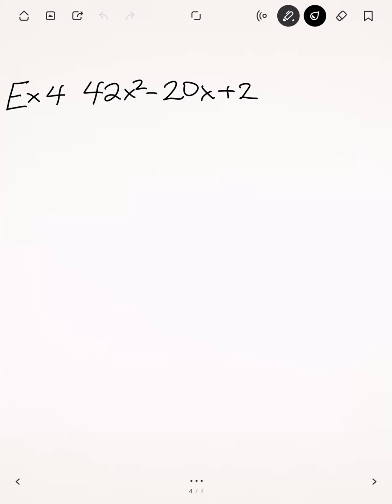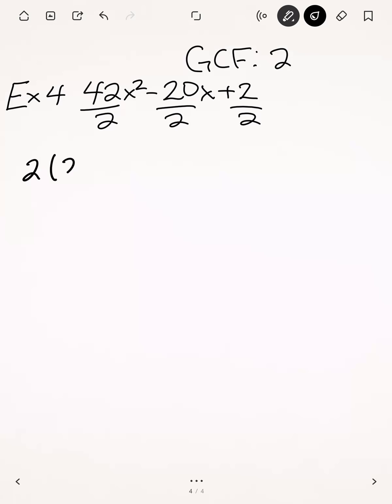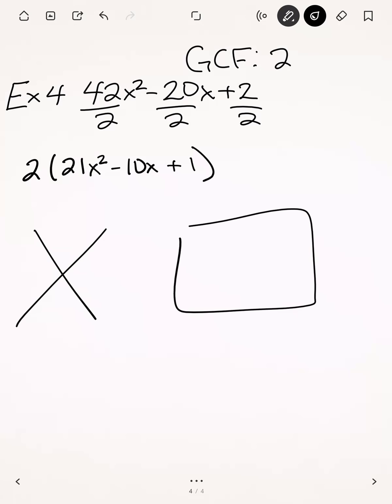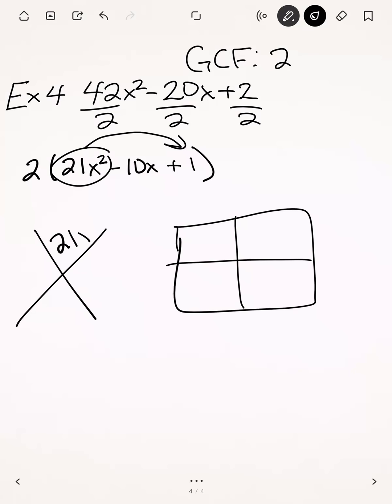The last example for this video, I have a 42x squared minus 20x plus 2. I'm going to do the same thing I've been doing. So my GCF for this problem is a 2. So I'm going to divide everything by 2, factor out that 2. So I get 2, and then what I have left over, I have a 21x squared minus a 10x plus 1. Now I go to the x and the box. X in the box. So I do 21x squared times 1. I get 21x squared, negative 10x on the bottom.